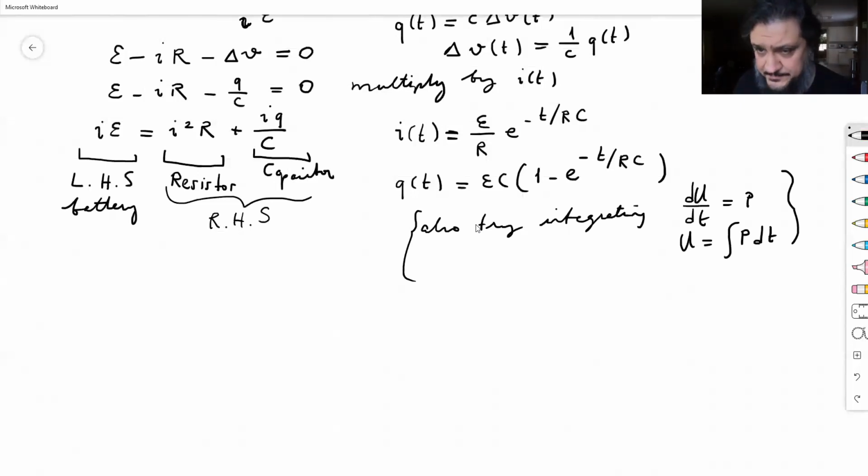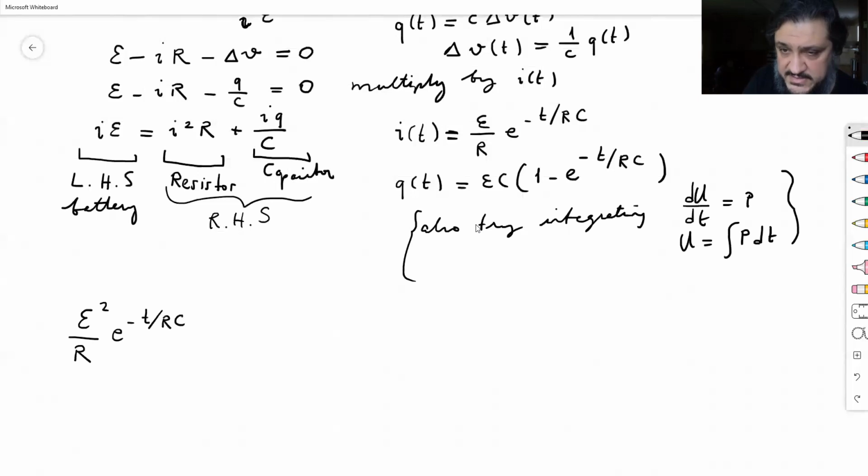So on the left-hand side, I need I multiplied by E. E is a constant, right? So E times E squared over R times e to the power negative t over RC. That's equal to I squared R, which is E squared over R squared multiplied by R. So we have E squared over R, and then I'm going to square the exponent here, so exponential negative 2t over RC.